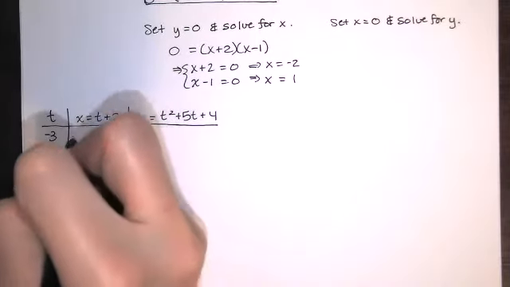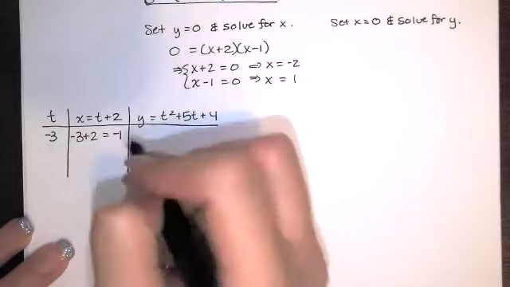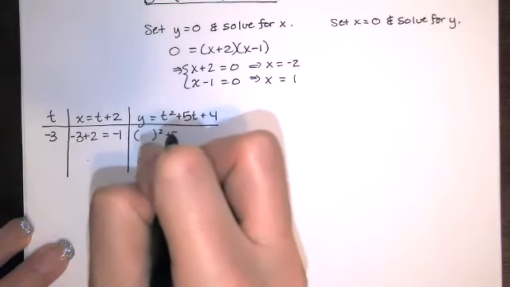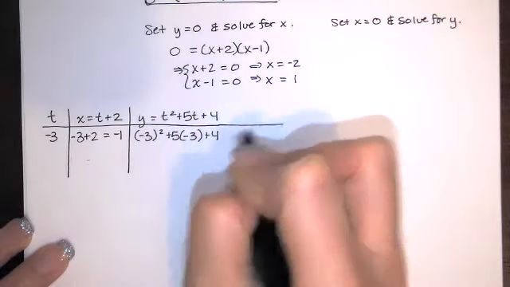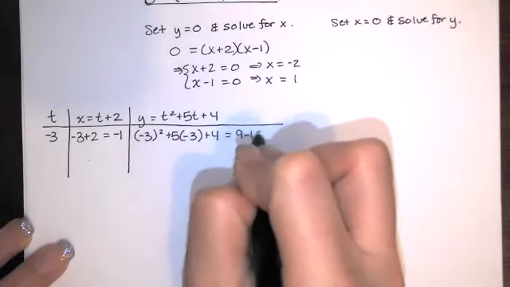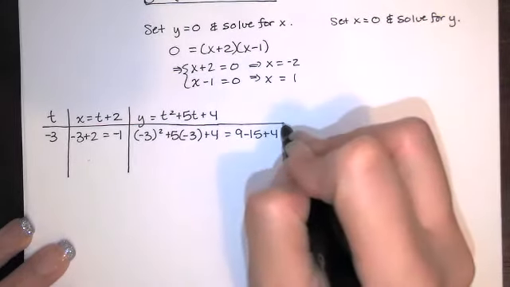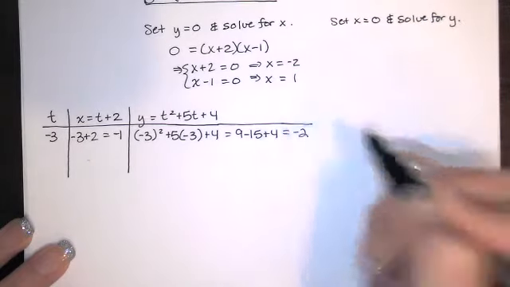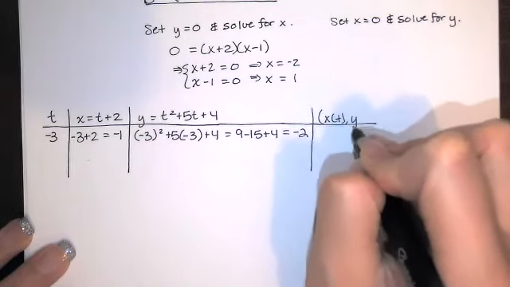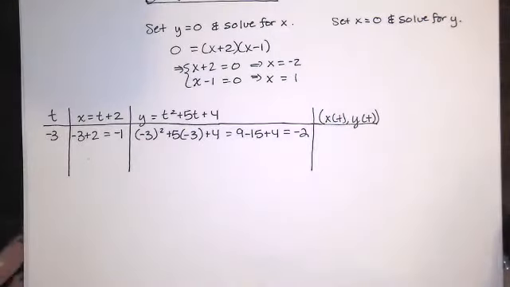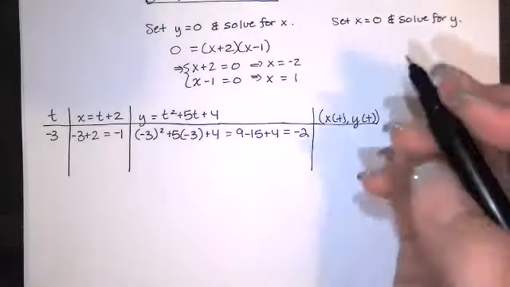When t is -3, I get -3 plus 2 here. So my x value is -1. And when t is -3, let's see what y is. I get 9 minus 15 plus 4. So that's 13 minus 15. So it's -2. So the ordered pair on the graph of our parametric equations is x equals -1, y equals -2.